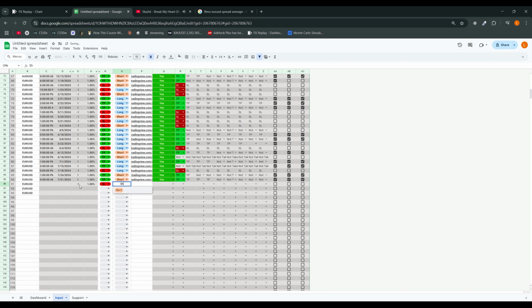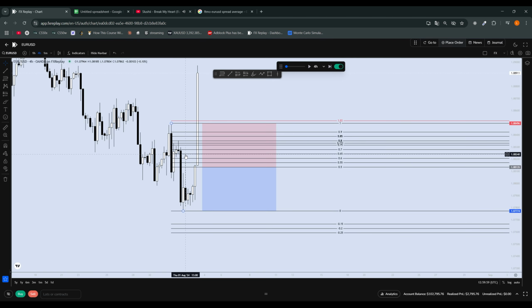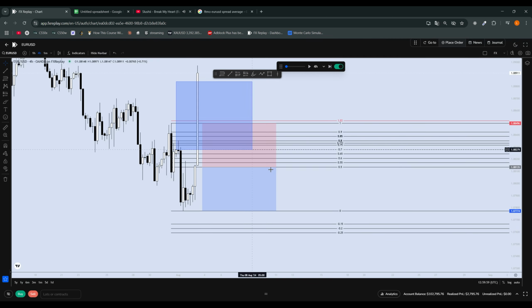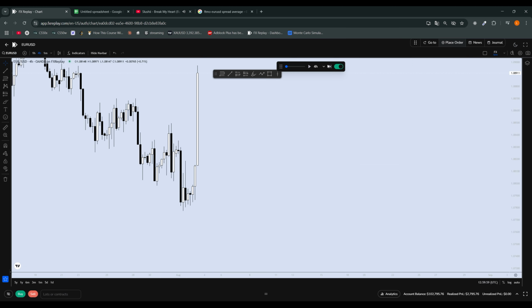1% stop loss. It was a short position. The 2nd of August, 5 a.m. So it was NFP day. Okay, so we have a long range.